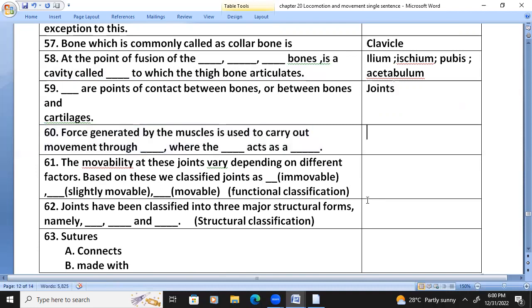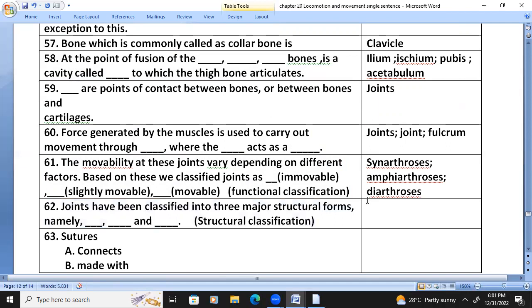Joints are points of contact between bones or between bones and cartilages. They are essential for all types of movements. Force generated by the muscle is used to carry out movement through joints, where the joint acts as a fulcrum. The movability at these joints varies, so we classify joints functionally as synarthrosis, immovable joints; amphiarthrosis, slightly movable joints; and diarthrosis, movable joints.